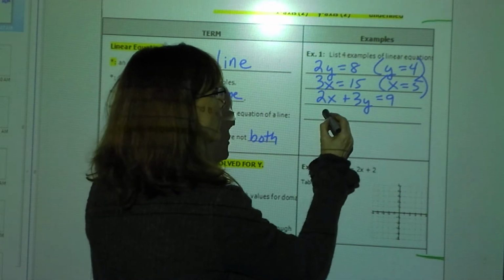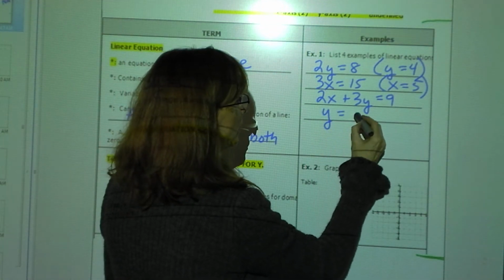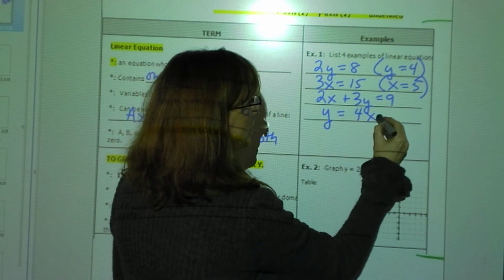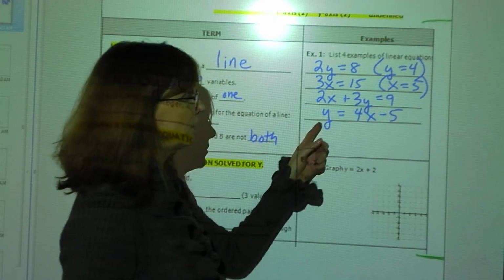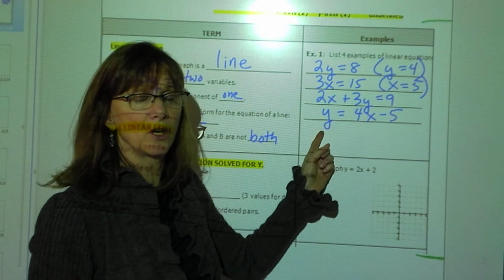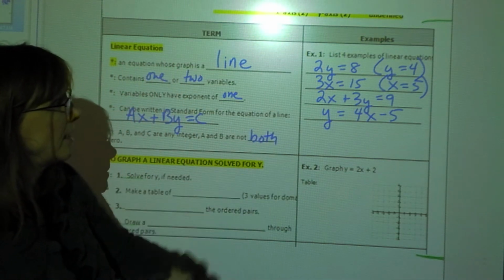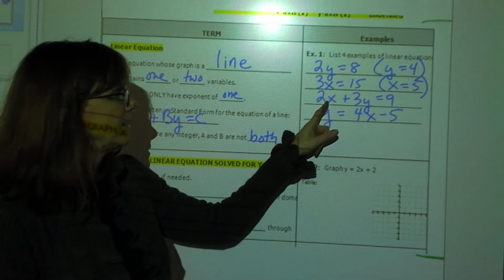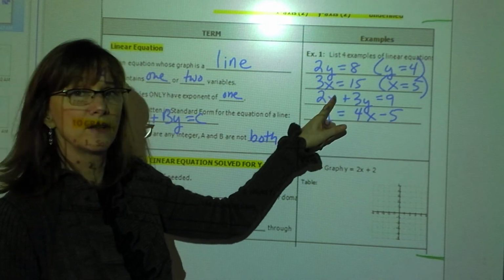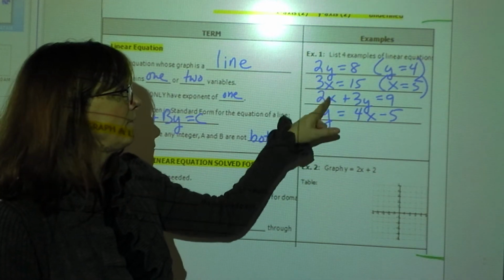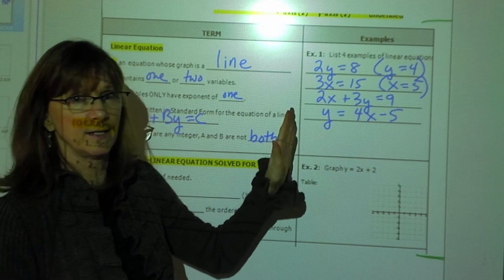Or you can have an equation, let's say you had something like y equals 4x minus 5. Okay, so this is called the slope-intercept form of an equation, which we'll learn more about later on. So these are different types of linear equations. So the key thing is that both variables have to be raised to the first power. You can either have one variable or two variables, but that's it.